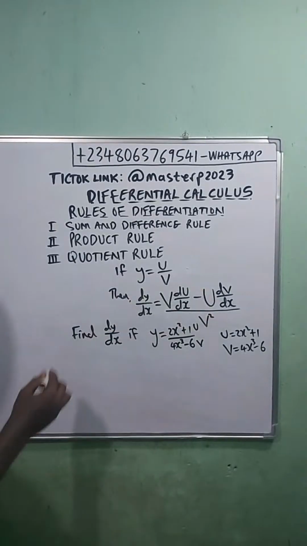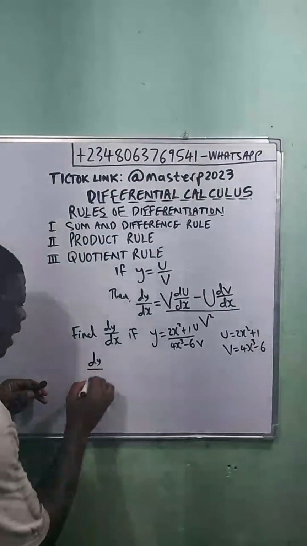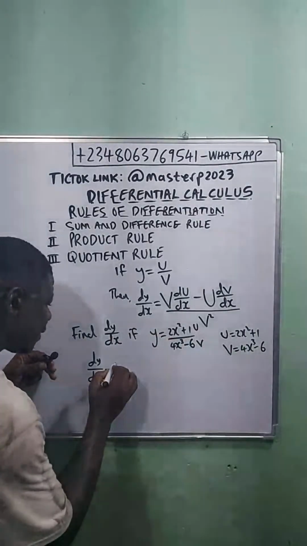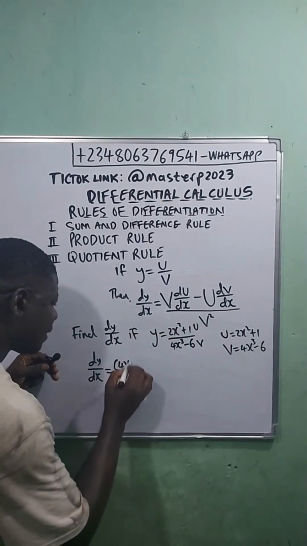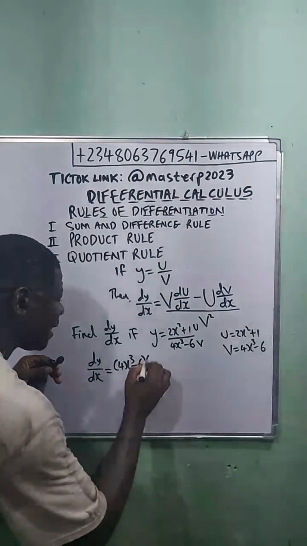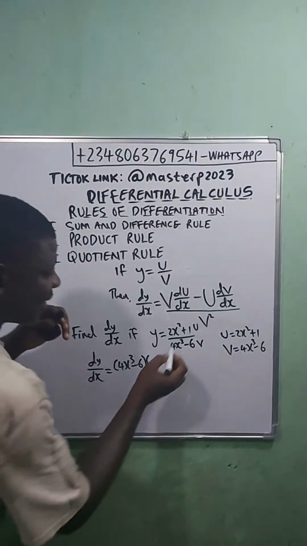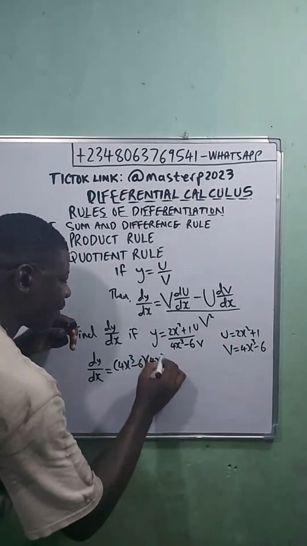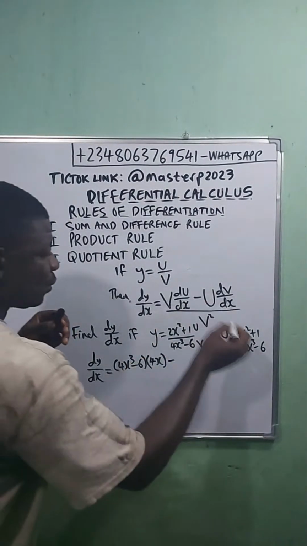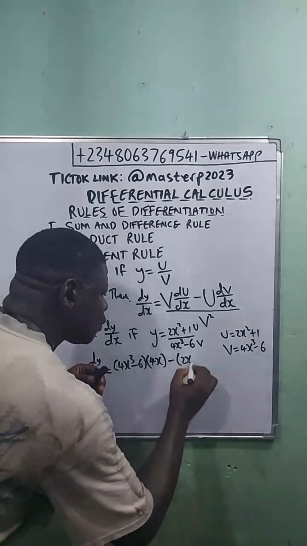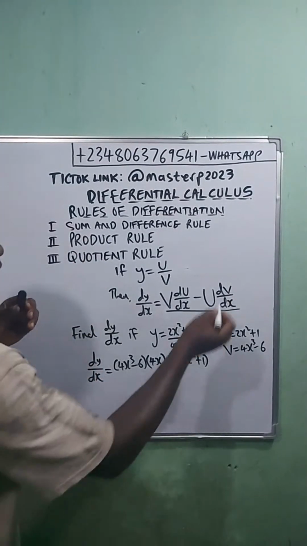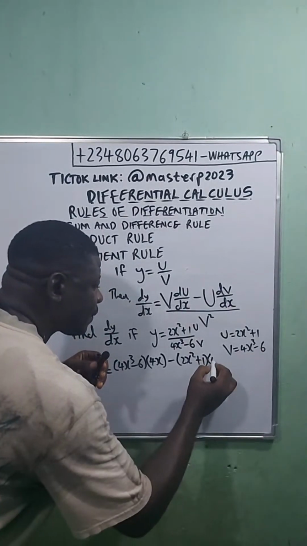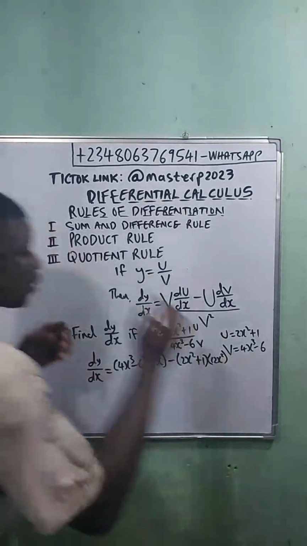So I'll apply this formula. So dy by dx simply means I should keep v, and this is the v, which is bracket 4x cubed minus 6. Then I'll differentiate the numerator. If I differentiate this, 2 times 2 is 4x, I'll subtract 1 from there. Then minus, I'll keep u. This is my u. 2x squared plus 1. Then I'll differentiate v. If I differentiate here, this will be 3 times 4, 12x, I'll subtract 1. That will be 12x squared.